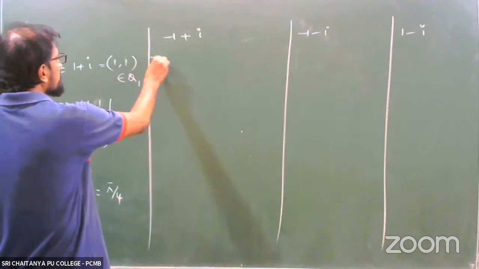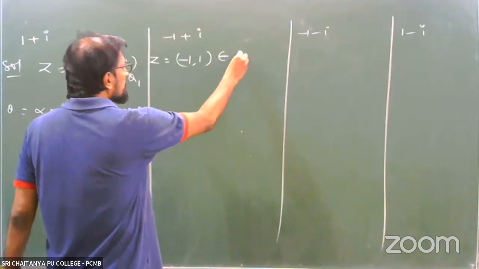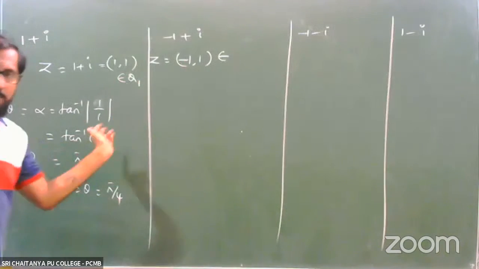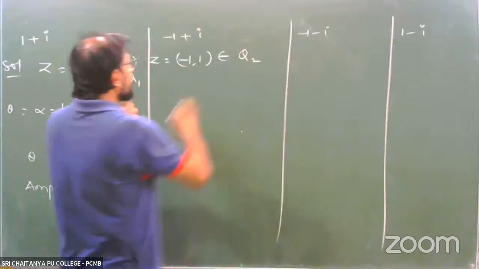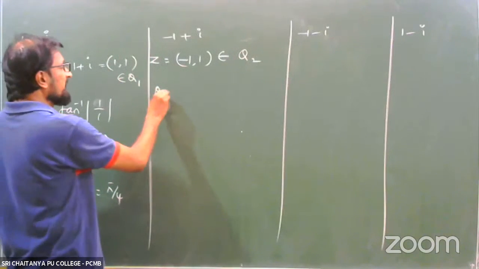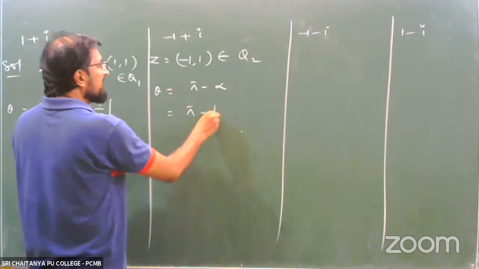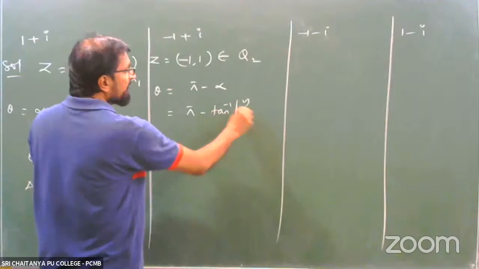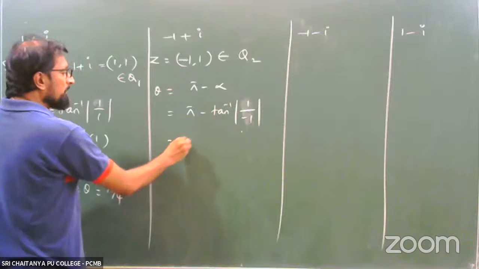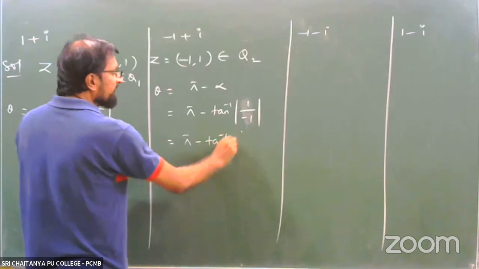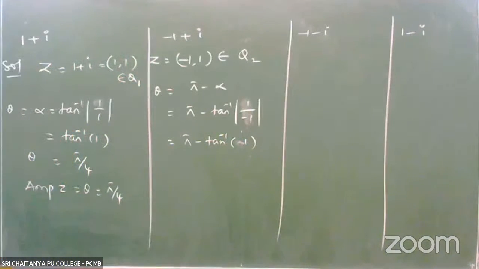Now let me do this problem. z is equal to (minus 1, 1), which belongs to x negative, y positive. X negative, y positive means it lies in the second quadrant, right? Therefore theta is equal to pi minus alpha, means pi minus tan inverse of mod of y by x, means tan inverse of 1 upon minus 1. Pi minus tan inverse of minus 1 you are going to get, sorry, minus is negligible in the modulus.